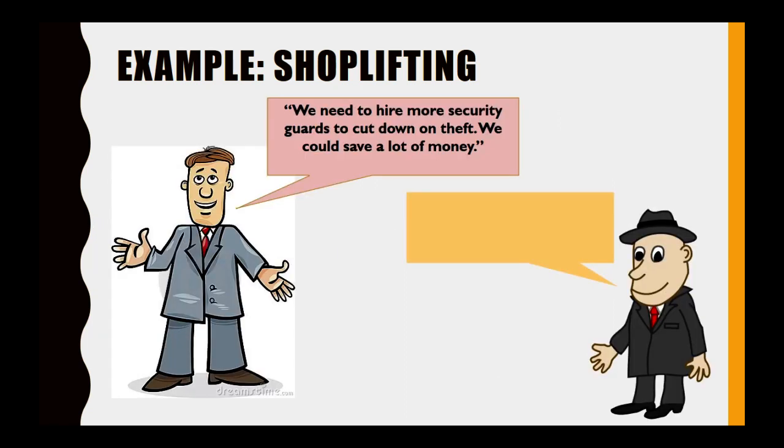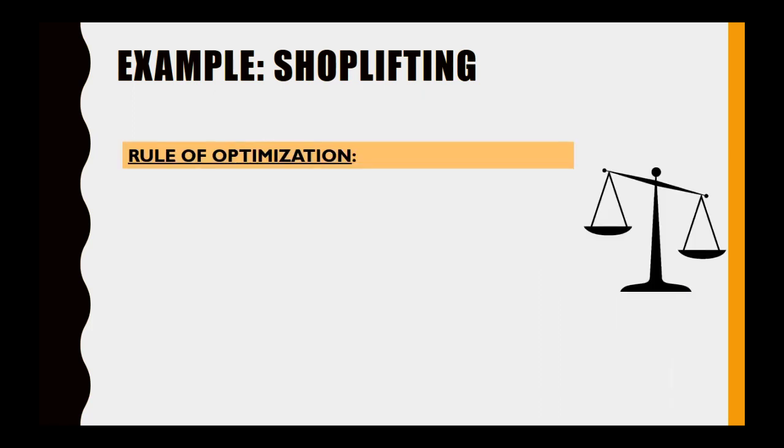So you can imagine a conversation amongst managers, and one guy might be saying, hey, we need to hire more security guards to cut down on theft. We could save a lot of money. And so he's talking about, do you agree, marginal benefits. We should hire guards. We're going to save on theft. Theft's going to go way down, and it's going to save us money. So he's talking about the marginal benefits of hiring security guards. And the other manager's saying, okay, well, what will this cost us? And we agree that he's talking about marginal cost, all right? So marginal benefits and marginal cost.